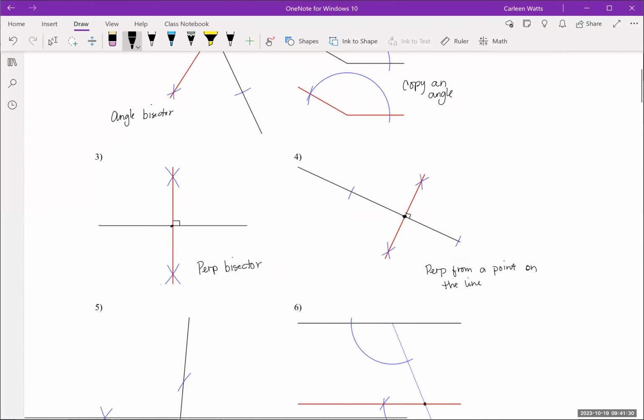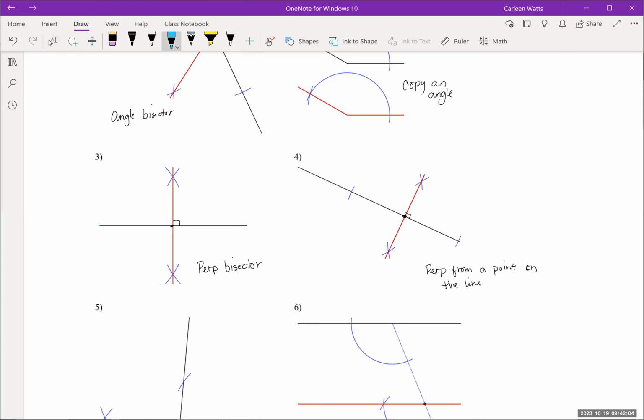Okay, let's talk about it. So number 3 was the perpendicular bisector. I actually found the middle. Bisector means I have cut it in the middle. Number 4, perpendicular from the point on the line. Notice that point is not the middle. Okay, so we have perpendicular bisector, perpendicular from a point on the line. Okay, different looks and different names.